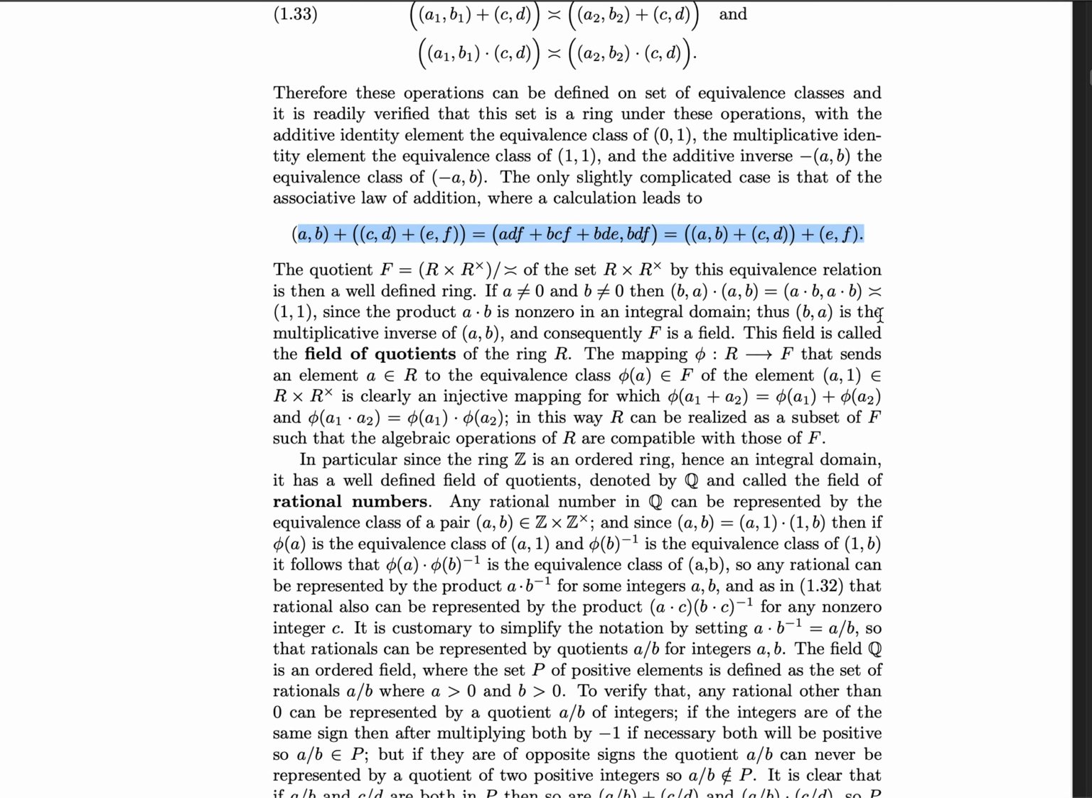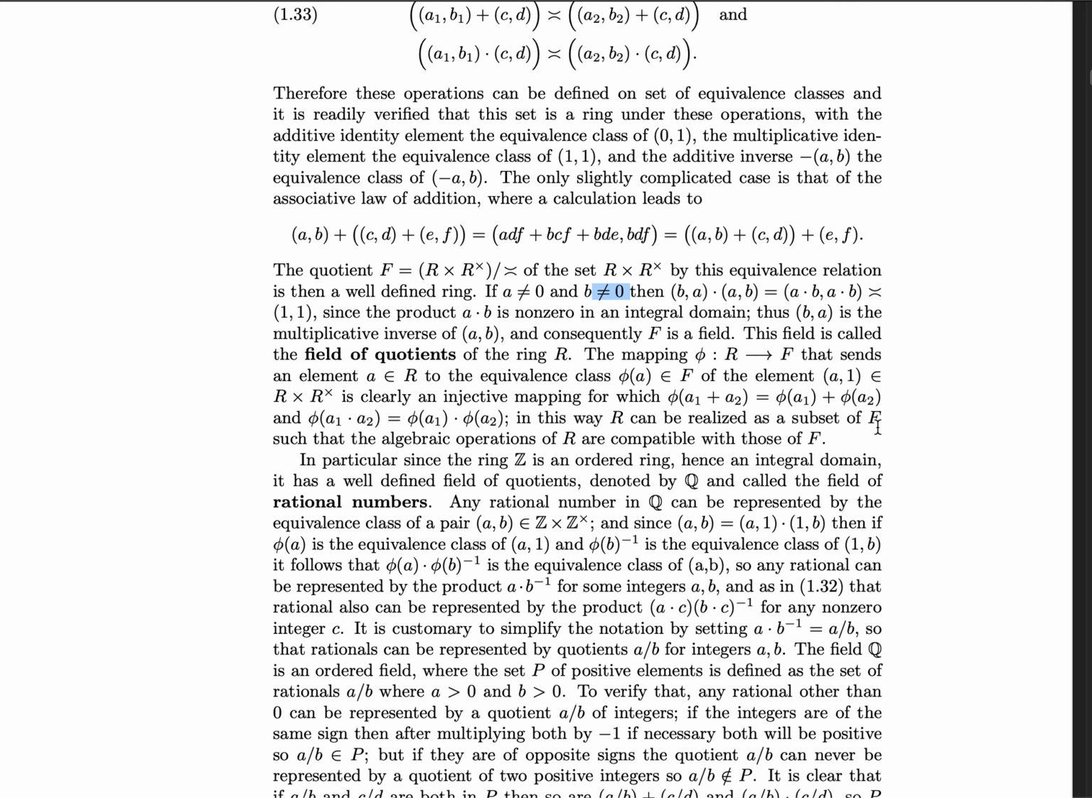Finally, we will note that we actually get our field, as we've been trying to do, by quotienting out R cross R^x by the equivalence relation we've defined. And the set of these equivalence classes is then a well-defined ring. And if a is non-zero and b is non-zero, then we have (b, a) times (a, b) is equal to (a times b, a times b), which is equal to (1, 1), since the product is non-zero in an integral domain. Thus, (b, a) is the multiplicative inverse of (a, b), and so F is a field. That is, we verified that there exist multiplicative inverses, which is what we need to confirm in order to prove that a set is a field, since if it's a ring, then it already has additive inverses.